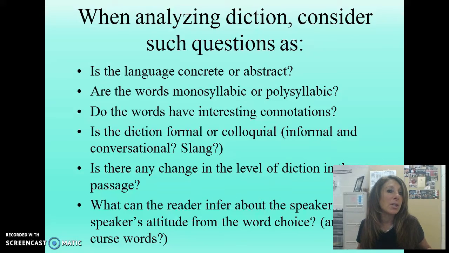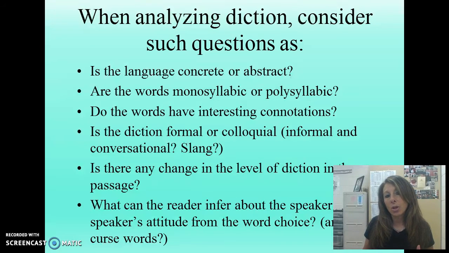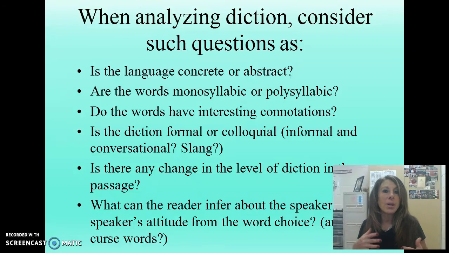And it could be different depending on, is it the narrator that's describing things? Is it a character that's speaking in dialogue? Maybe there are characters that use really large words with many syllables, and there are other characters that use one-syllable words all the time. Do the words have interesting connotations to them? Like, do they have different meanings to them?